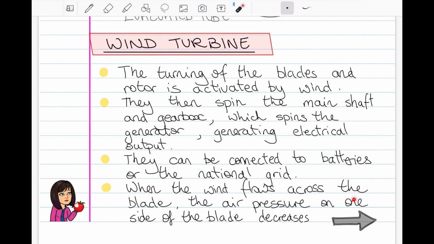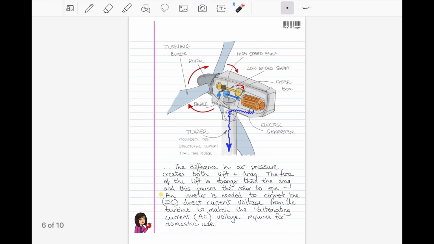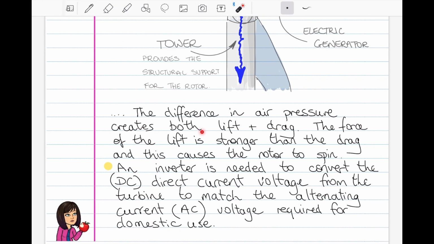When the wind flows across the blade, what actually happens is that the air pressure on one side of the blade decreases. And then the difference in air pressure creates lift and drag. Okay, the force of the lift is stronger than the drag, and this causes the rotor to spin.